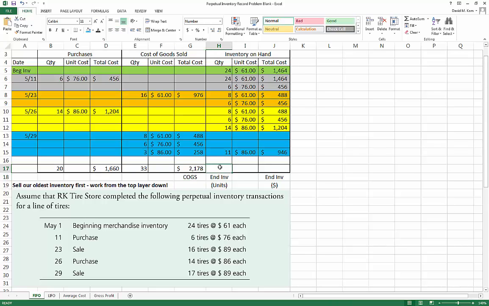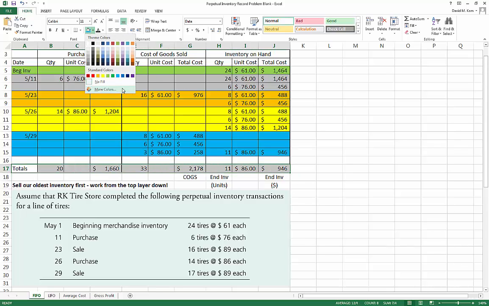And then we just bring this down. Our ending inventory consists of 11 units at $86 a unit, or $946. So we know this is our answer, and we can put totals here. That'll be fine. Put that there, and we'll just highlight this. That would be the answer to this inventory record here.